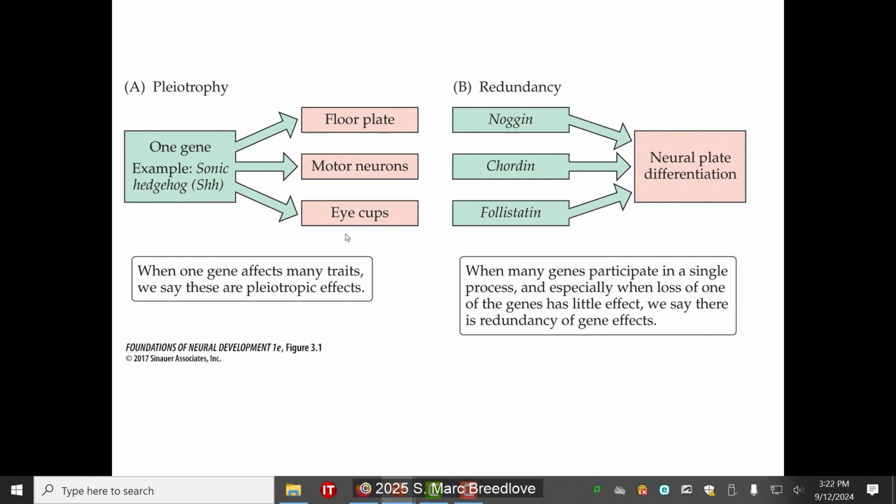Now, if you actually understand all the mechanisms that are involved, it may be that there's one particular thing that gene does that is responsible for all those different traits. But for the most part, when we find out a mutation of a gene causes some problem, we don't know the mechanism, and therefore we don't see why there's a connection.